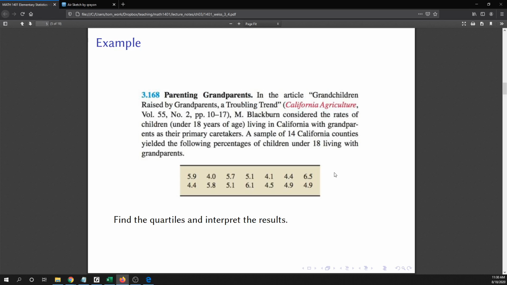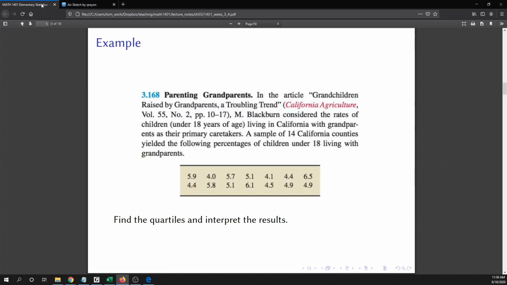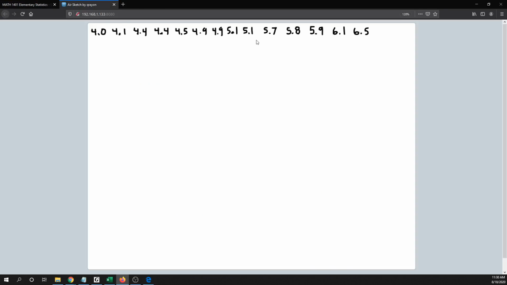So the first thing we need to do, here's the data down here, is arrange this data in ascending order, and I've already done that because that'll take a few minutes to do. Right, so here it is. Let's see. Yeah, that's looking good. So here I've arranged the data in ascending order, and then the first thing I want to do is find the median.